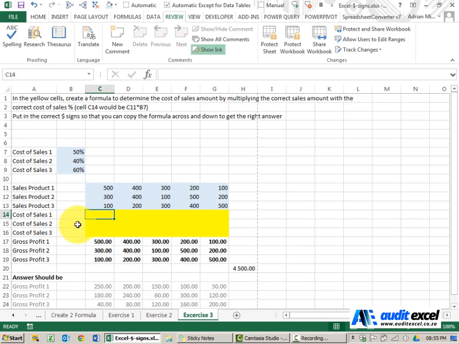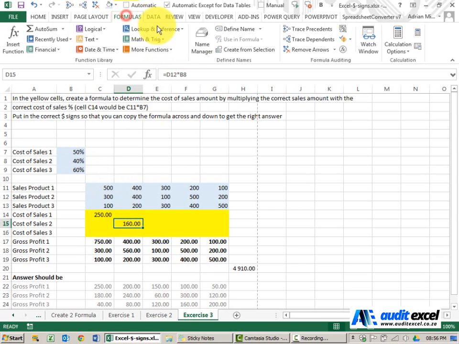In this example, we want to create a formula that will multiply the sales by the cost of sales percentage. It needs to be a negative number because it's cost of sales, and we need to be able to copy it across. And as we copy across, it must continue to look at the cost of sales percentage. When we copy down, it must use the correct product. So in the first cell, I'm going to say equals product 1 sales multiplied by the cost of sales percentage. And then we're going to go 1 across and 1 down. Create a formula again. So we're going to multiply that multiplied by the cost of sales for number 2.